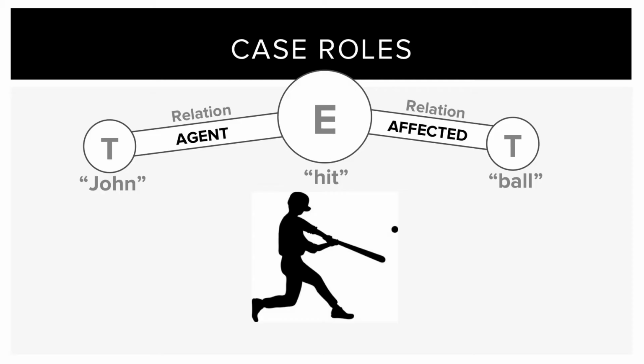So, for example, in this baseball illustration, we see that the central concept in this proposition is an event, hit, and there are two thing concepts associated with it, John and ball. And there are meaningful relationships between these semantic concepts within the propositions. In this case, the thing concept, John, is related to the event as the agent. John is the one who does the action. So with event propositions, when we describe the semantic relationships between the concepts within propositions, we call those case roles.